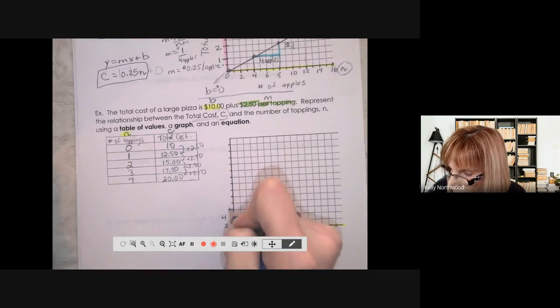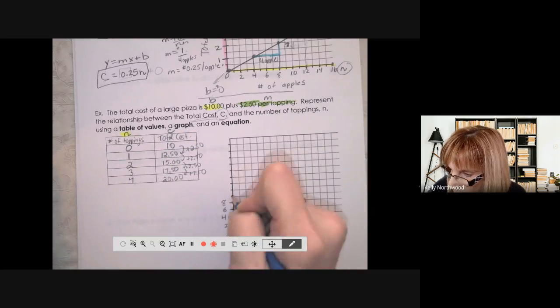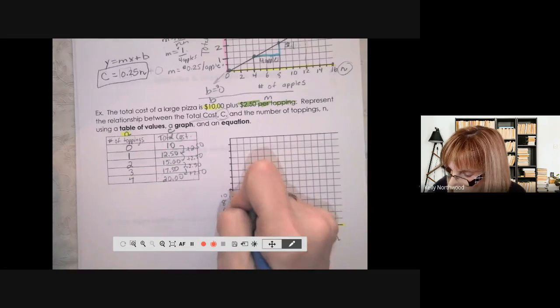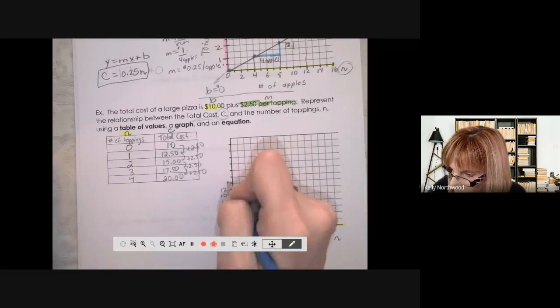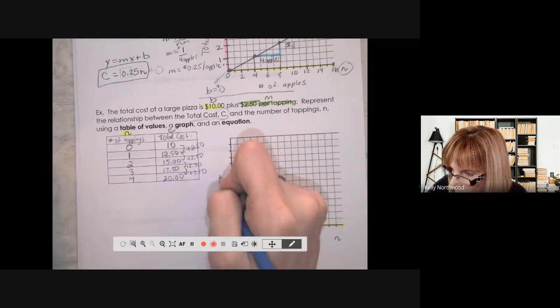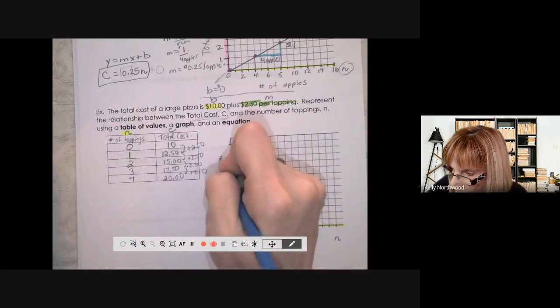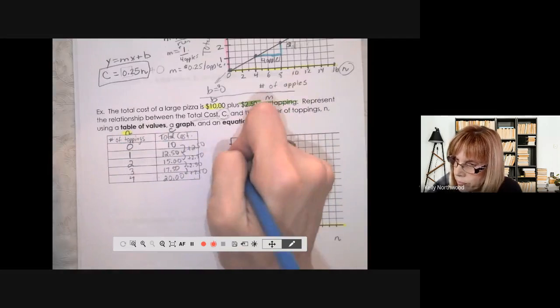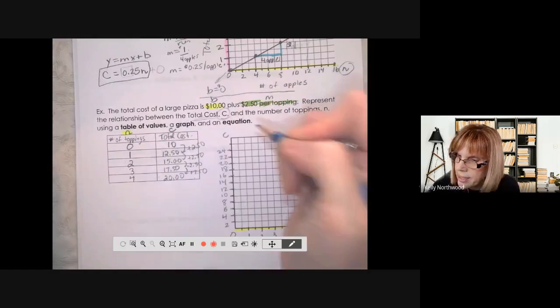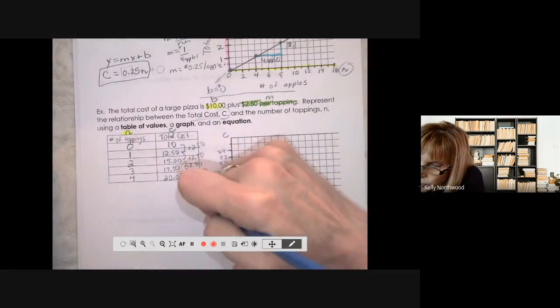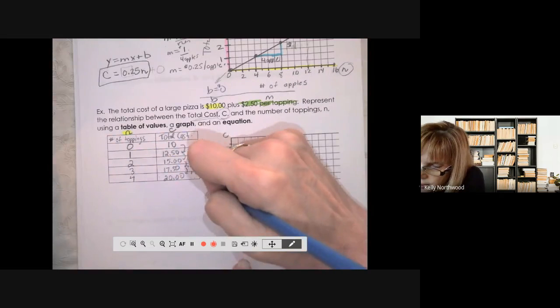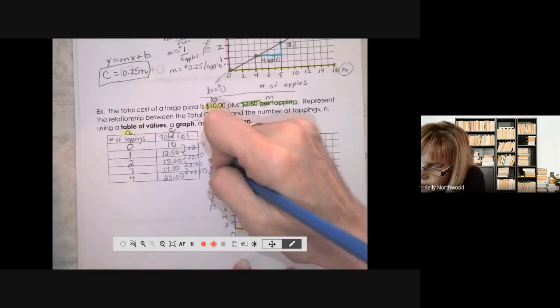2, 4, 6, 8, 10, 12, 14, 16, 18, 20, 22, 24. This is C, which is our total cost in dollars.